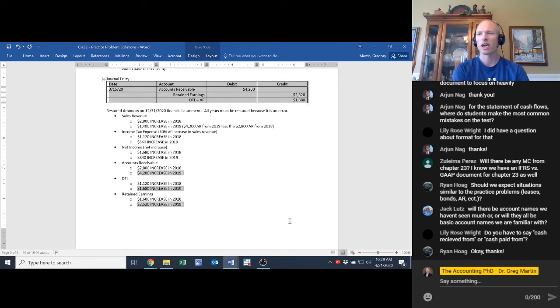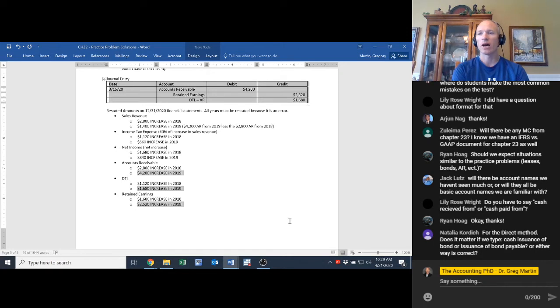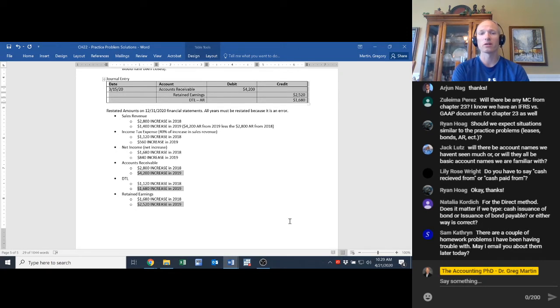Do you have to say cash received or cash paid? I would, just to be very clear. If you just say cash, that could be confusing. So I would make sure it's very clear, like this is the cash that I received from selling, or cash received from the sale of equipment, cash paid for the purchase of equipment, something like that. I'm not overly picky, just because GAAP isn't prescriptive, and so as long as it's clear, that's going to be fine.